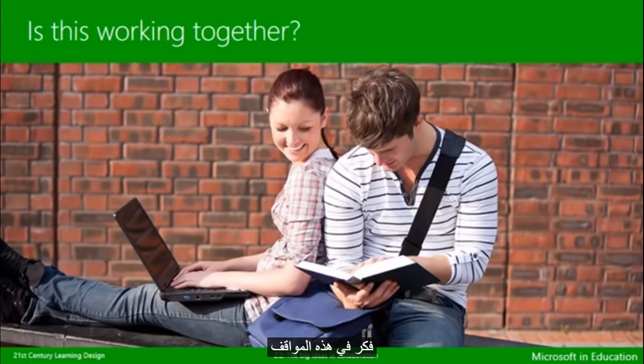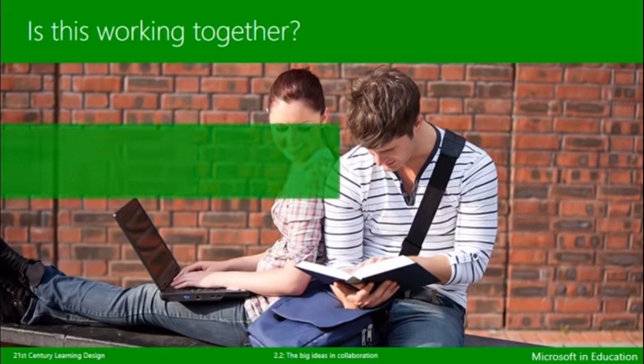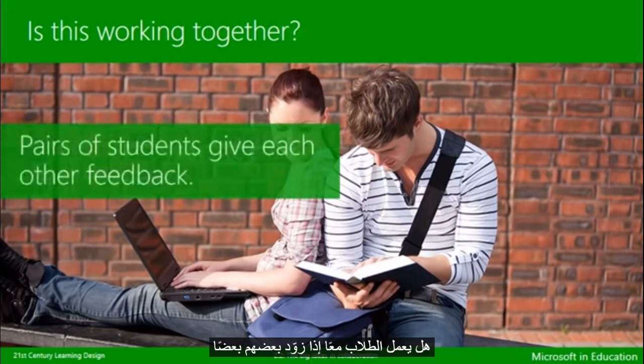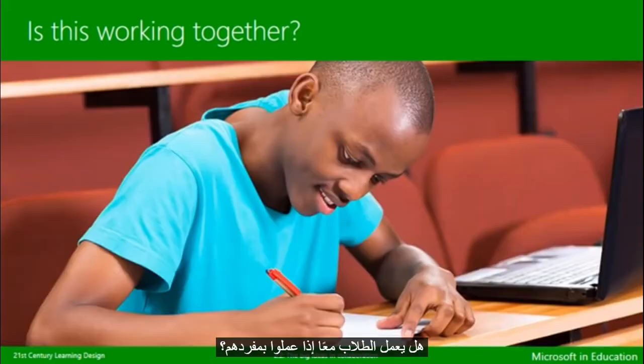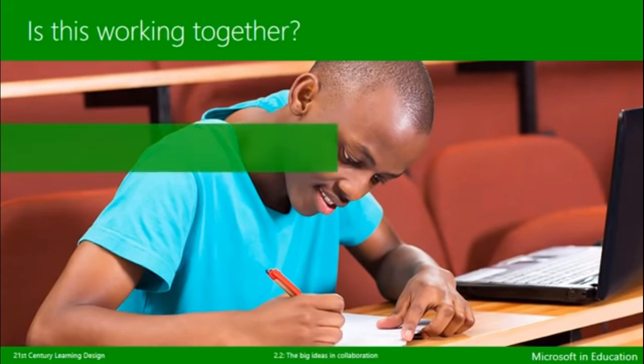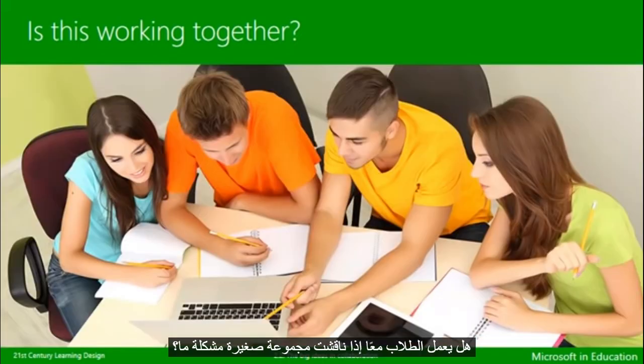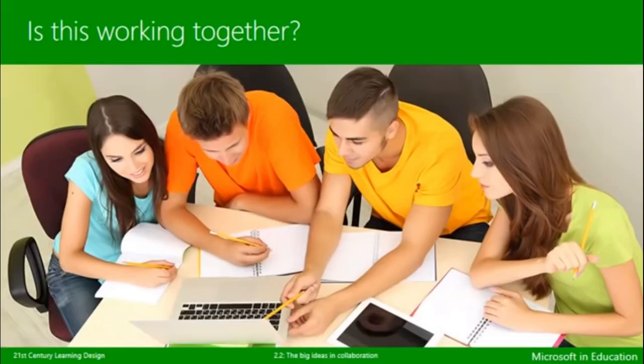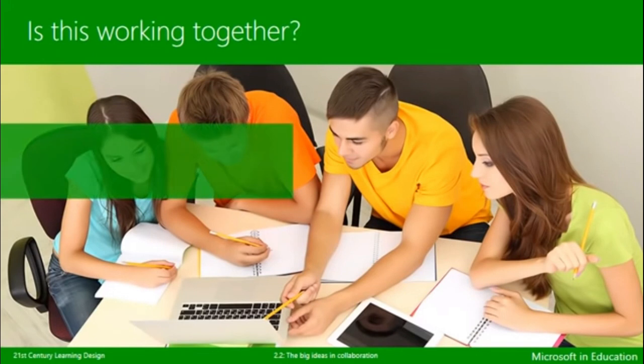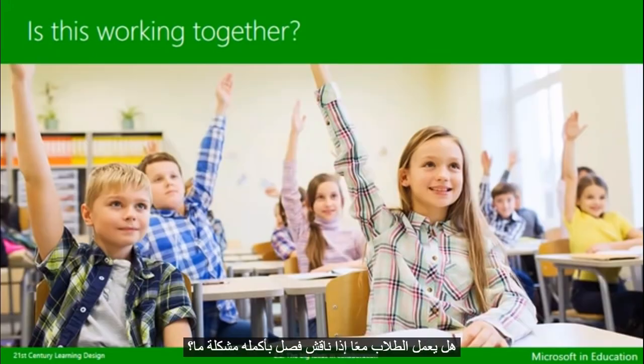Think about these situations and consider if the students are working together. Is it working together when pairs of students give each other feedback? Is it working together when students are working alone? Is it working together when a small group discusses an issue? Is it working together when a whole class discusses an issue?